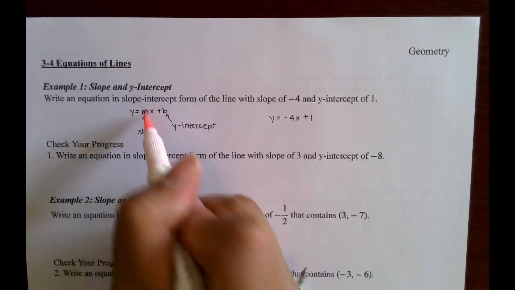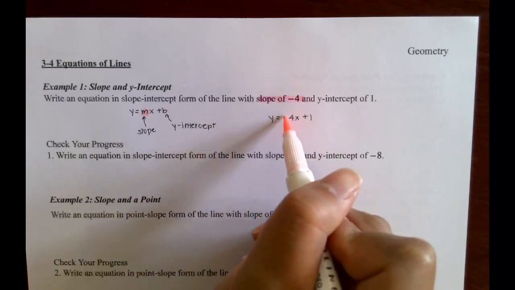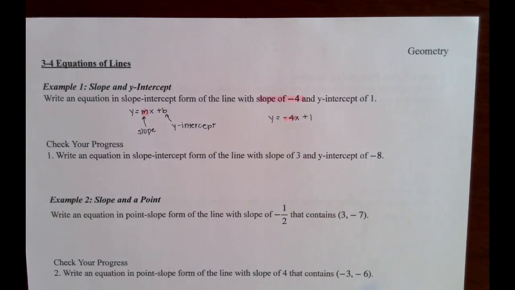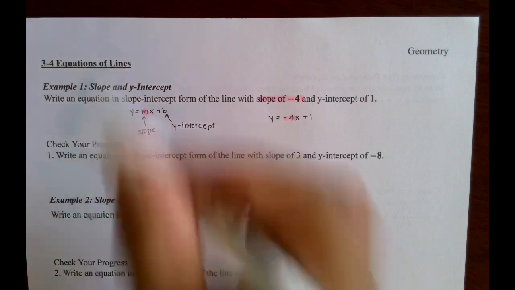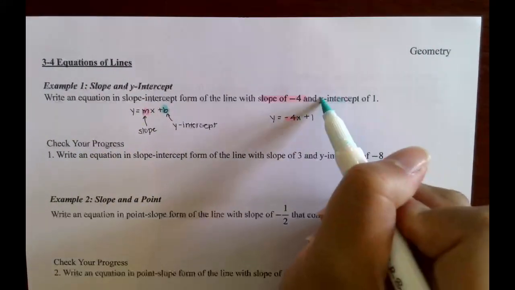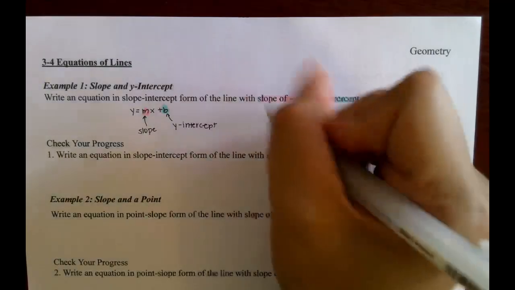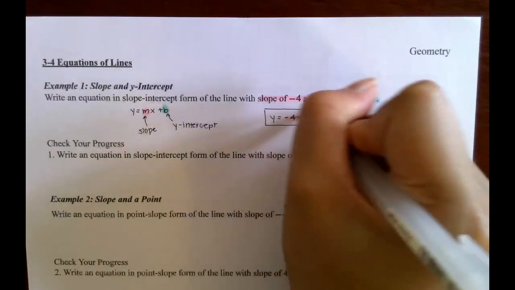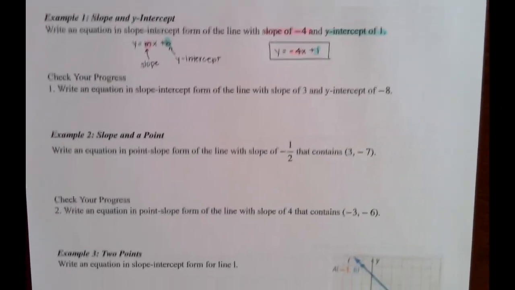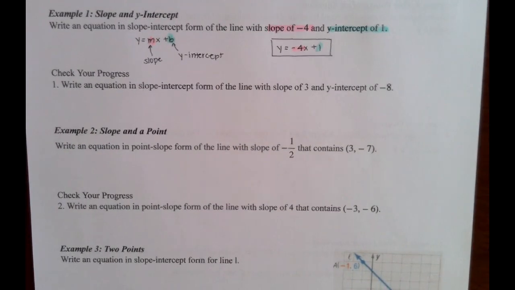All right, slope -4, y-intercept of 1. There you go. So my equation is y equals -4x plus 1. Okay, why don't you check your progress 1 and then come check your answer.